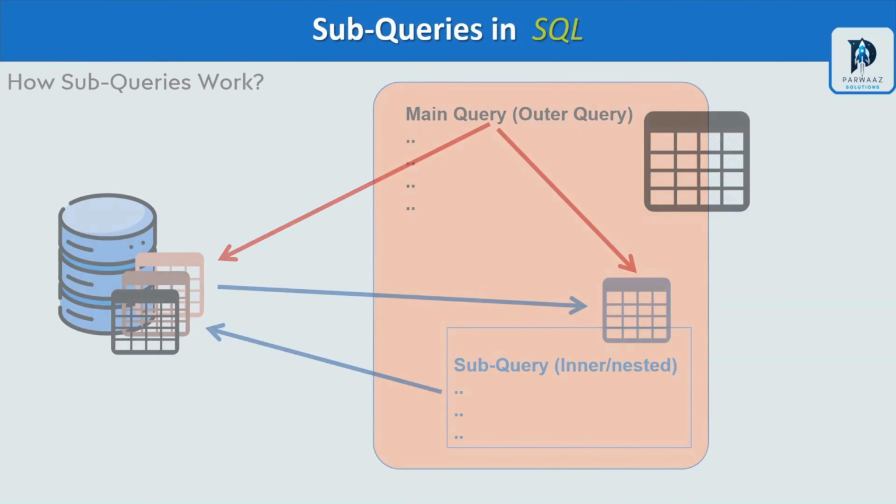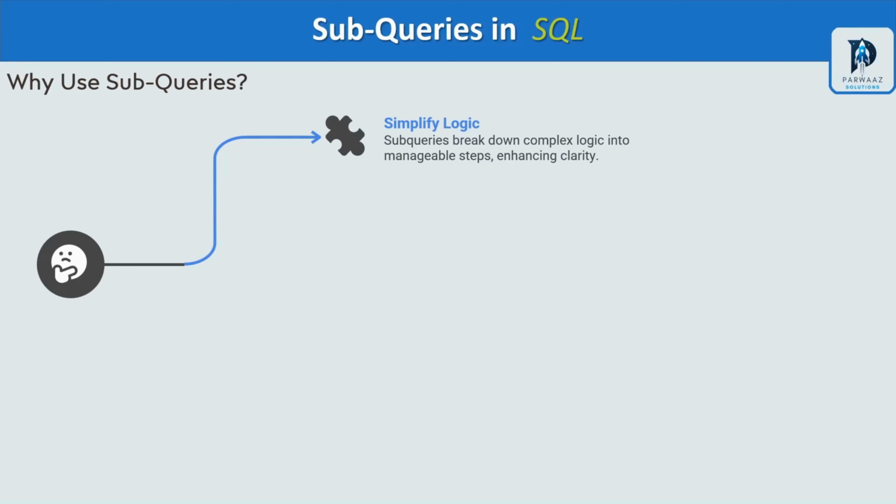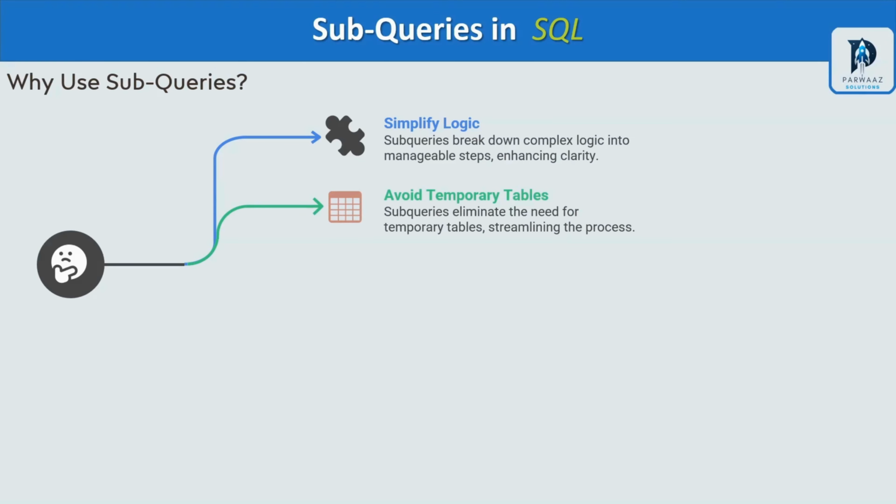Why do you need subqueries? There are many reasons. Here are some popular reasons why SQL developers frequently use subqueries to get their answers. The very first reason is simplified logic. Subqueries break down complex logic into manageable steps, enhancing clarity. The second reason is that it avoids temporary tables. If you don't use a subquery, we have to create a temporary table to store the data that is going to be needed by another query. So when you use subqueries, it eliminates the need for temporary tables, streamlining the process.